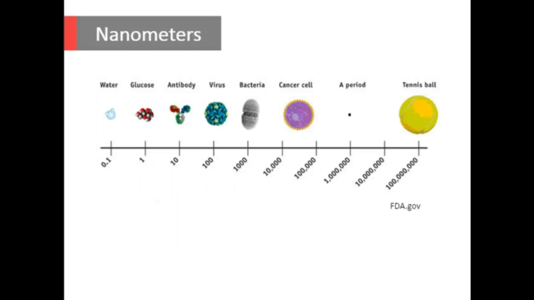To give you an idea of just how small current transistors are, consider this illustration. On the far right, we have a tennis ball, and on the far left, a single water molecule. A transistor is currently about the size of a single antibody cell. That's almost 10 times smaller than a single virus cell, and they're being made smaller all the time. Since transistors are so tiny, popular computers now contain billions of them.